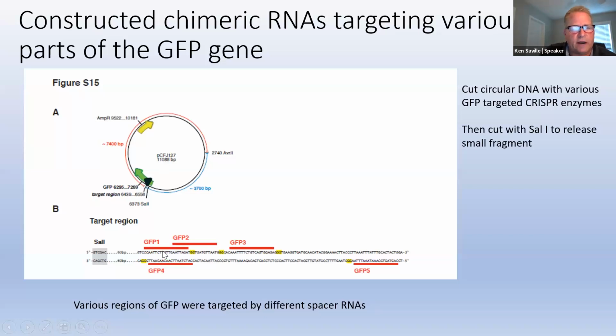And so then they made these RNAs to target different regions of GFP. So GFP is in this plasmid, and then there's a SalI site here. So they target it and they cut it somewhere inside GFP. Then they cut it again with SalI, and then they generate these little fragments.